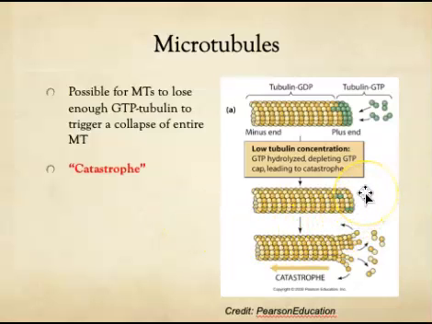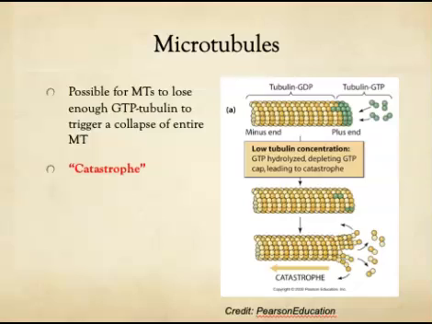This is what it looks like. Once the cap is gone, now you're not only going to lose heterodimers at this end, but you'll start to lose them at this end as well. And basically the whole microtubule will just collapse. So during catastrophe, not only is the microtubule shrinking, but it is literally just destructing. It's being lost in its entirety.